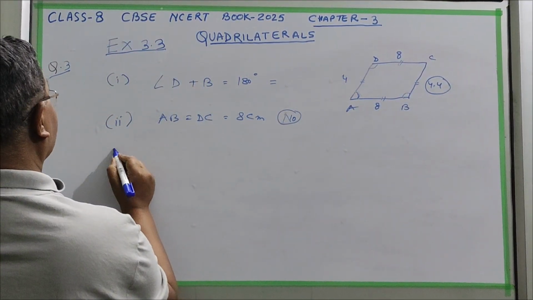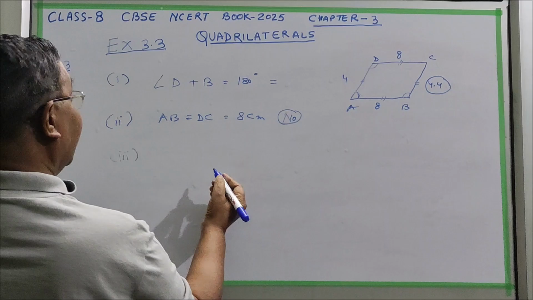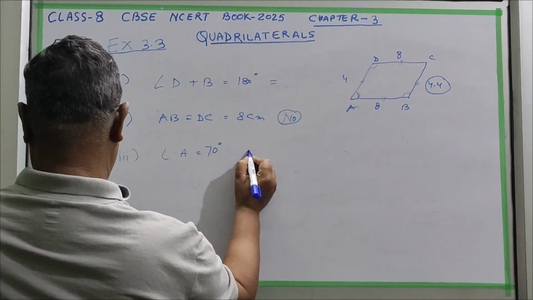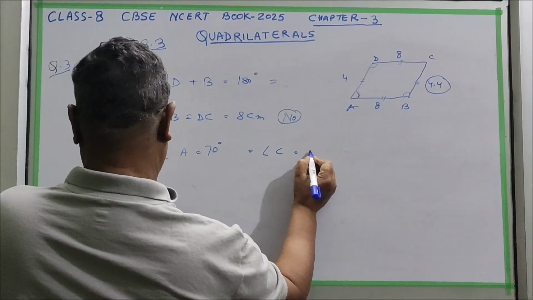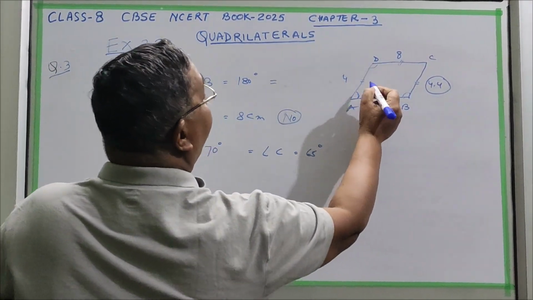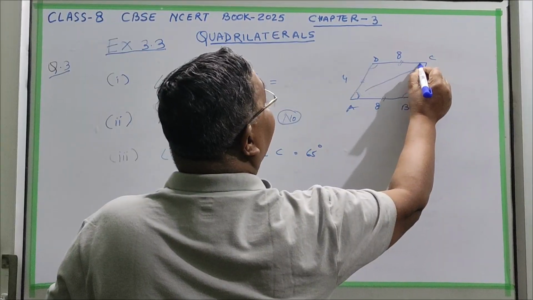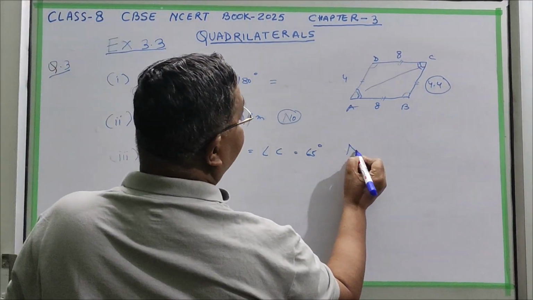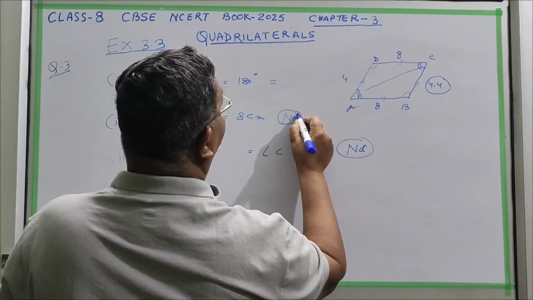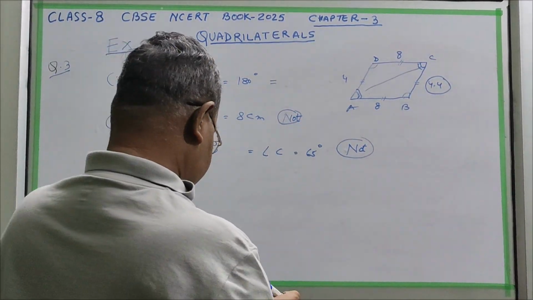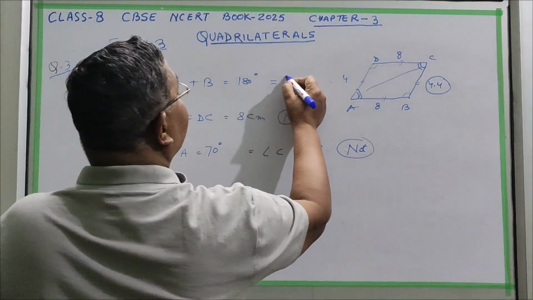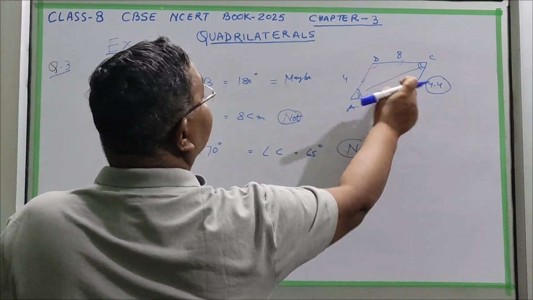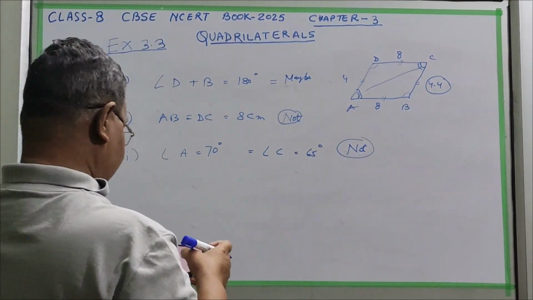Okay. Now question number 3, its third part: angle A equal to 70 degrees and angle C equal to 65 degrees. In a parallelogram, opposite angles are always equal. One is 70, other is 65. So it is also not possible. Now for the other part, it may be possible, but these conditions of the parallelogram should be fulfilled.